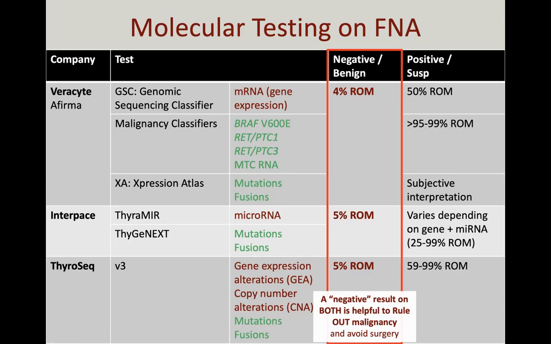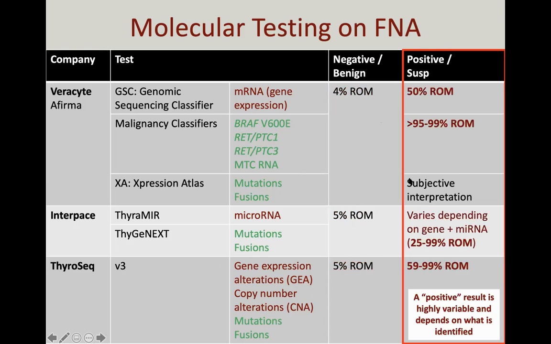If you have a negative gene expression profile and a negative mutation for any of the tests, you have a very, very low risk of being malignant on final resection, less than 5%. So this basically takes a cytologically indeterminate nodule, right, a Bethesda 3 or 4, and pushes it into a molecularly benign nodule, essentially a Bethesda 2. These patients do not need surgical resection if otherwise not indicated.